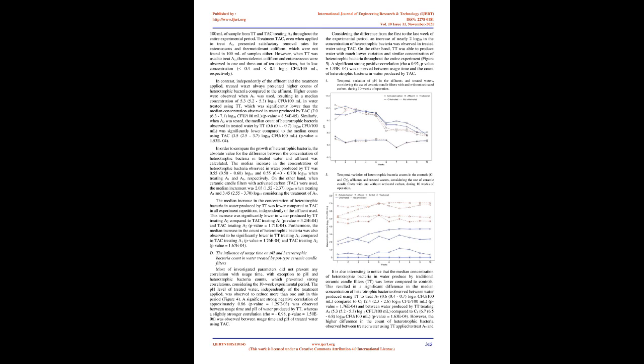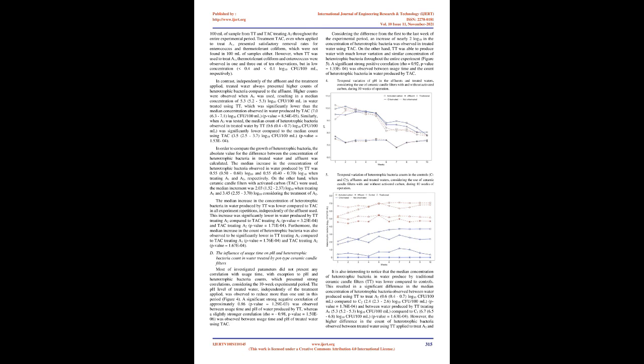In order to compare the growth of heterotrophic bacteria, the absolute value for the difference between the concentration of heterotrophic bacteria in treated water and effluent was calculated. The median increase in the concentration of heterotrophic bacteria observed in water produced by TT was 0.55, 0.50 to 0.60 log10 and 0.55, 0.40 to 0.70 log10 when treating A1 and A2, respectively.